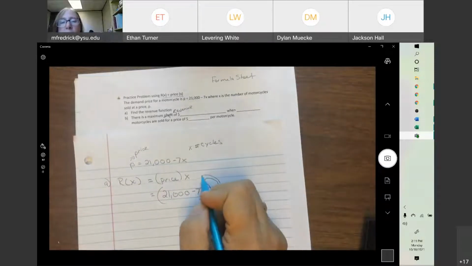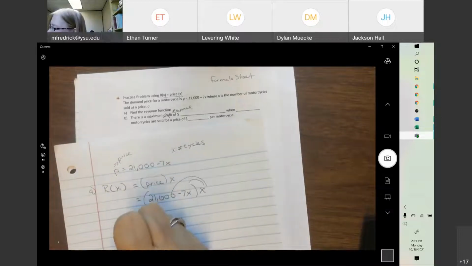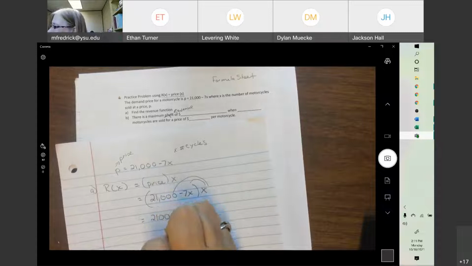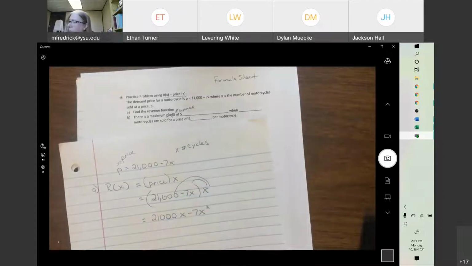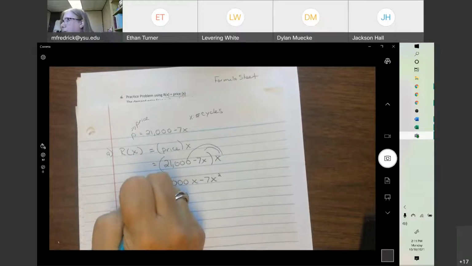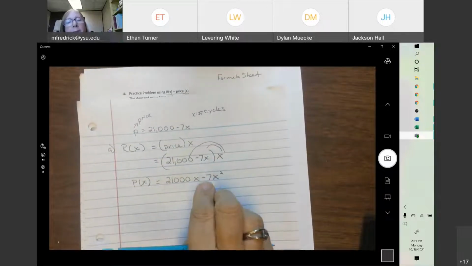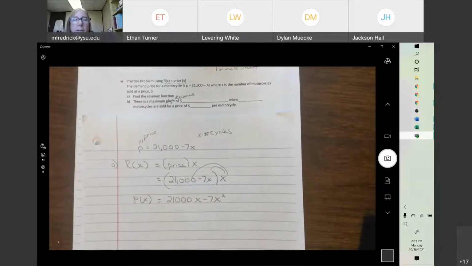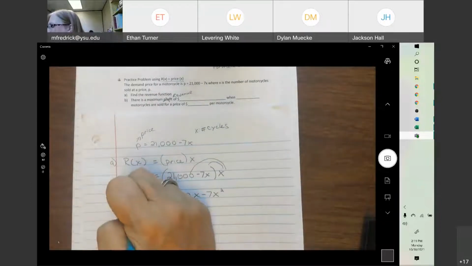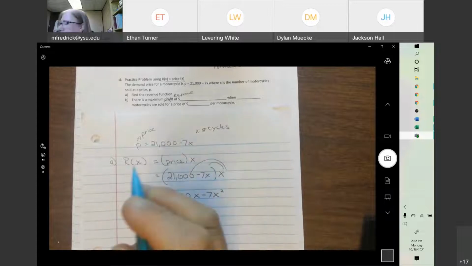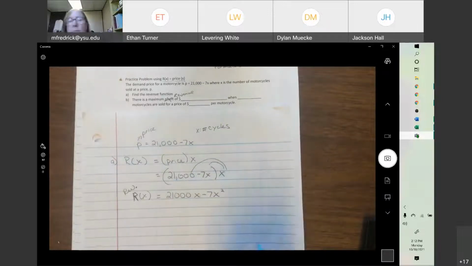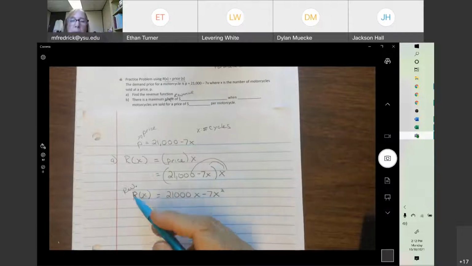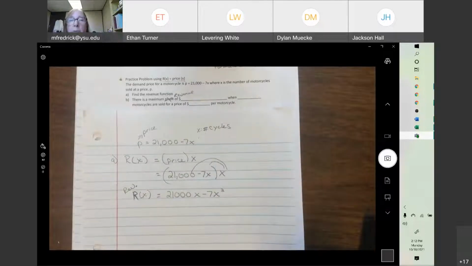And then we just need to distribute. So our revenue function is 21,000x minus 7x squared. Any questions on that part? I keep putting profit for some reason. This is revenue. So this is the revenue when X motorcycles are produced and sold.